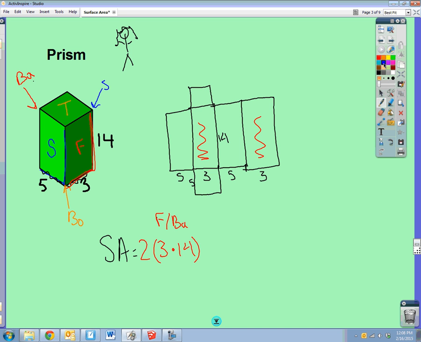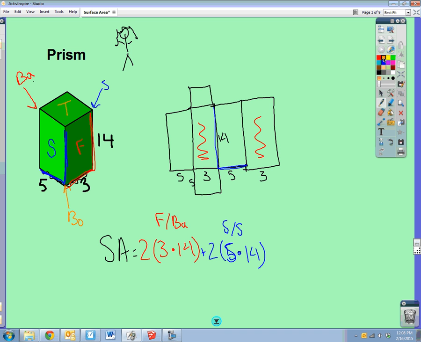All right, sides. So we've got a side that is 5 by 14, 5 by 14. So I'm going to do 5 times 14. And again, since the two sides are the exact same, I'm just going to double it. So this is side and the other side. My S's are poor, but you get the idea.